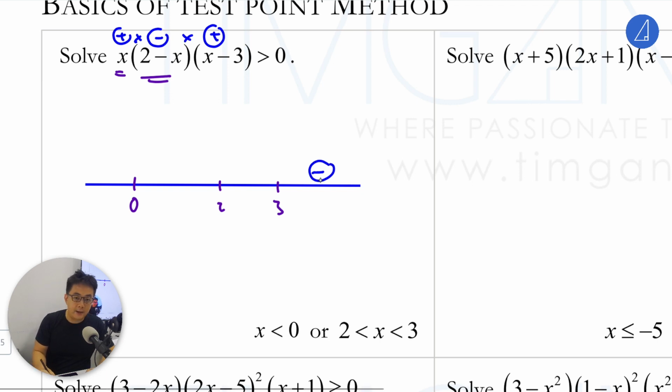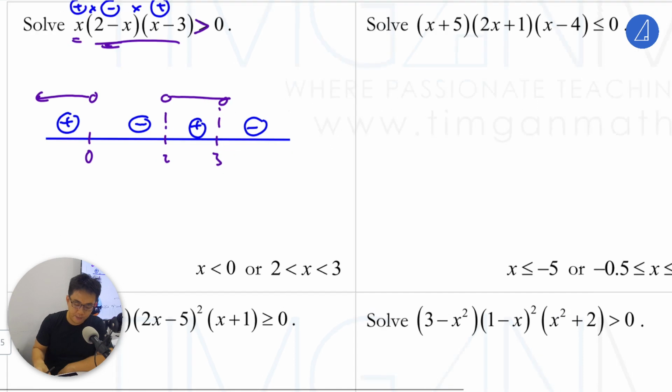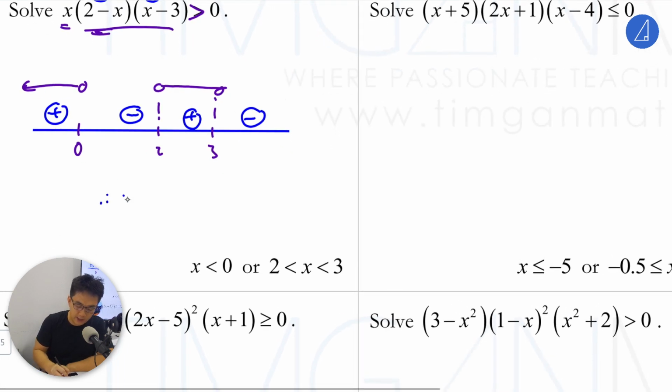So if this is negative, this region is negative. Every time you cross a linear divide, a linear root, you will always alternate. Just alternate. So minus, plus, minus, plus. That's all. So you need to understand test point. Then once you're done with that, you will get this as positive because you want it to be positive, which is here. This is positive here. So essentially you get x less than 0 or between 2 and 3.